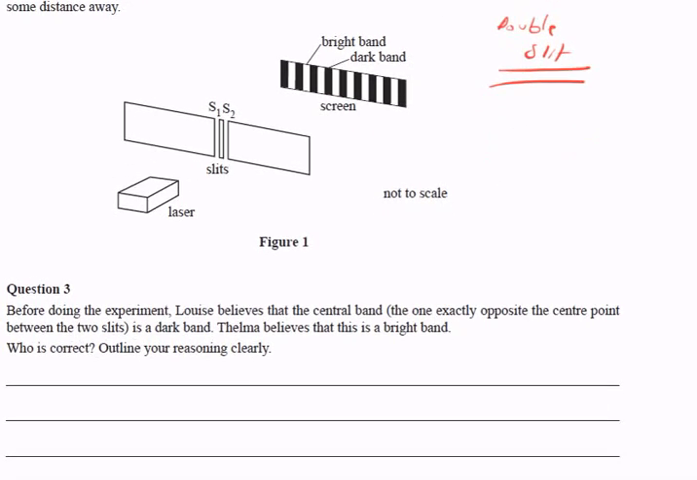Before doing the experiment, Louise believes that the central band, the one directly opposite the centre point, is a dark band. Thelma believes it's a bright band. Who is correct? Outline your reasoning. So the centre band, if we had our two slits, I'm looking down on them now, here's one slit, and here's the other slit. And the central band is right in the middle.